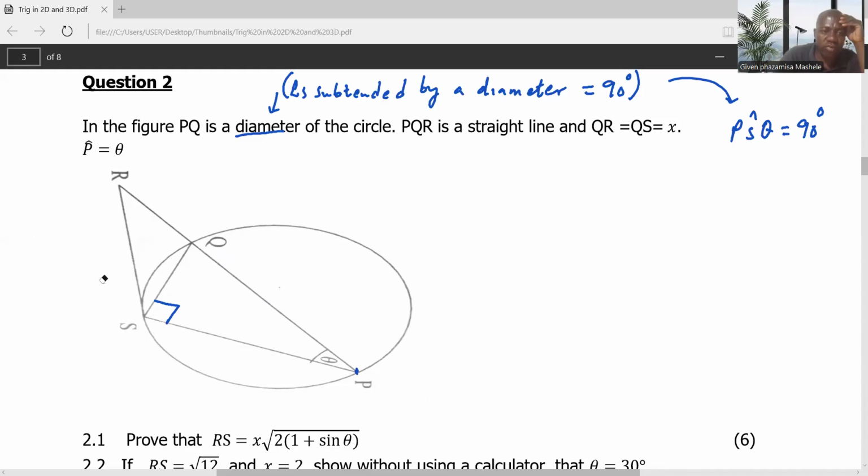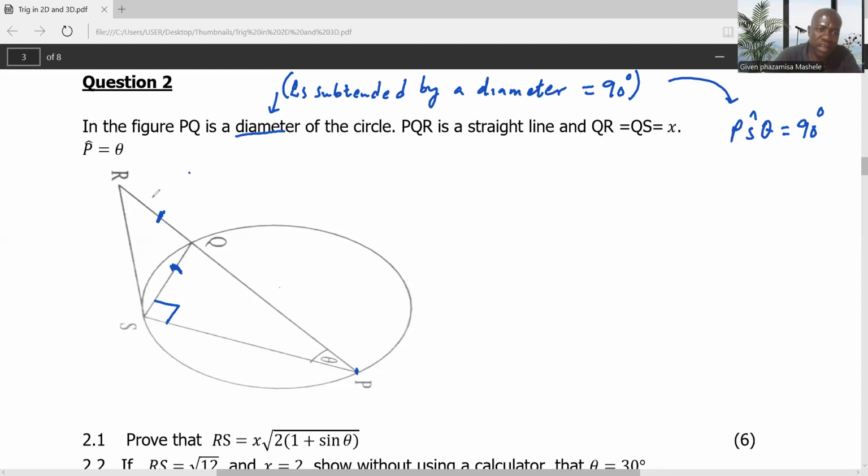They told us that from Q to R, where is R? From Q to R, this side is equal to QS, from Q to S. It means something here. See that we have an isosceles triangle. So now, first of all, what did I say?